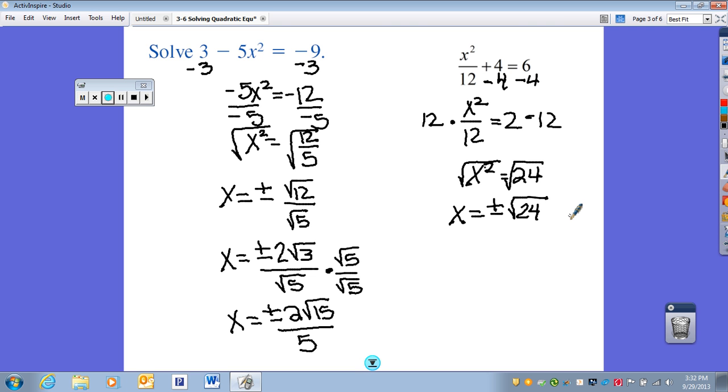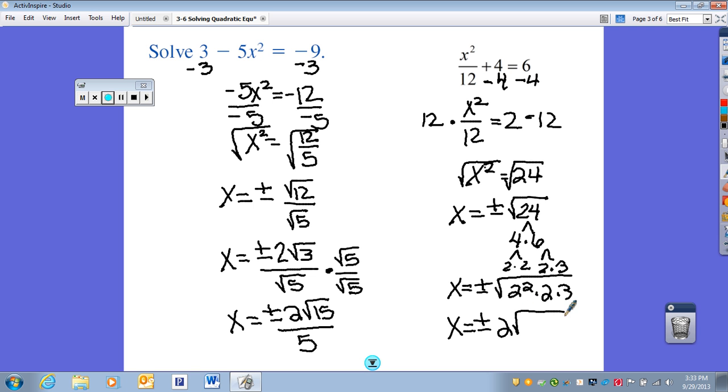The square root of 24 can be broken down into a factor tree of 4 times 6, 2 times 2, and 2 times 3. So when we rewrite the factor pairs underneath the radical, we're going to have 2 squared and 2 and 3. So that's going to leave us with x equals plus or minus 2, and then 2 times 3 would be the square root of 6.